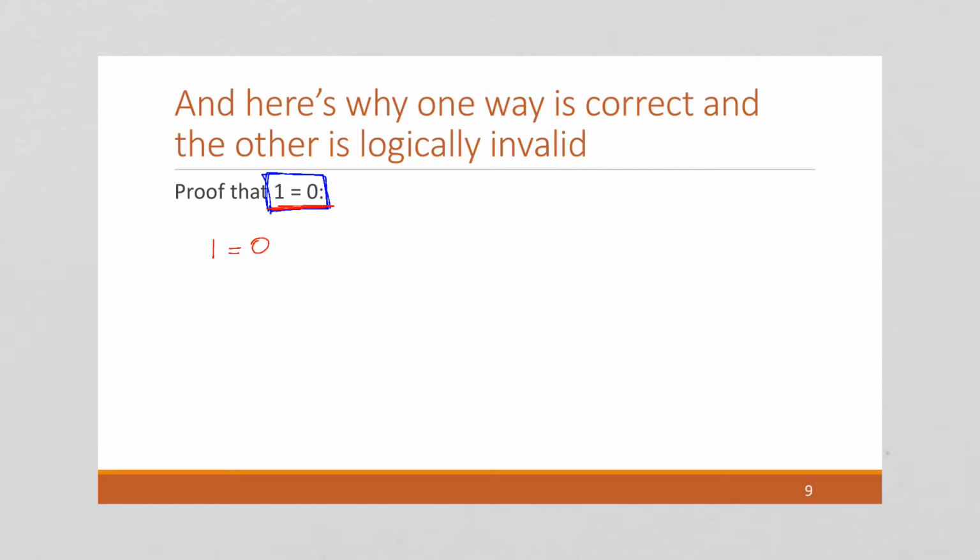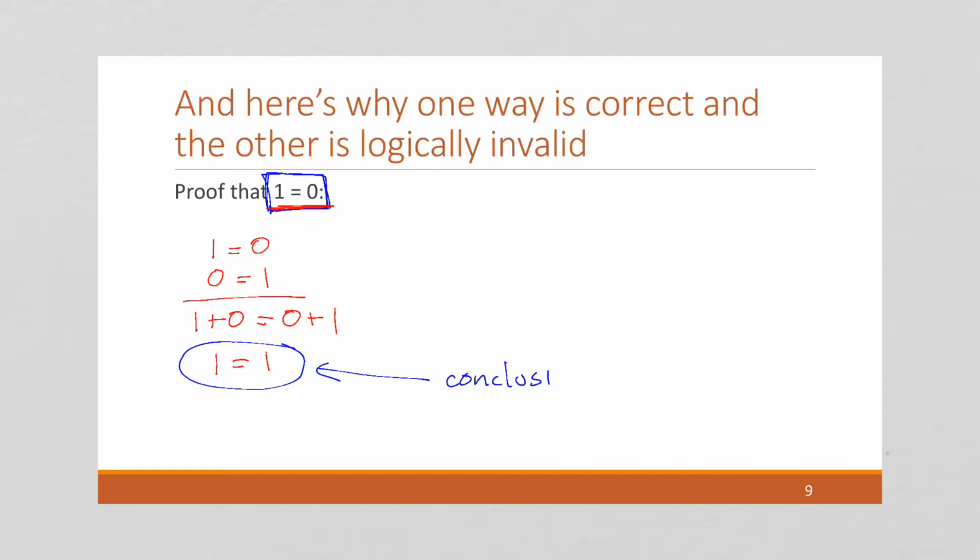If 1 is equal to 0, then 0 is equal to 1. I can add these together, and I'm going to get that 1 plus 0 equals 0 plus 1, which another way of writing that is 1 equals 1. So look what happened. I proved something true, even though I started with something false.